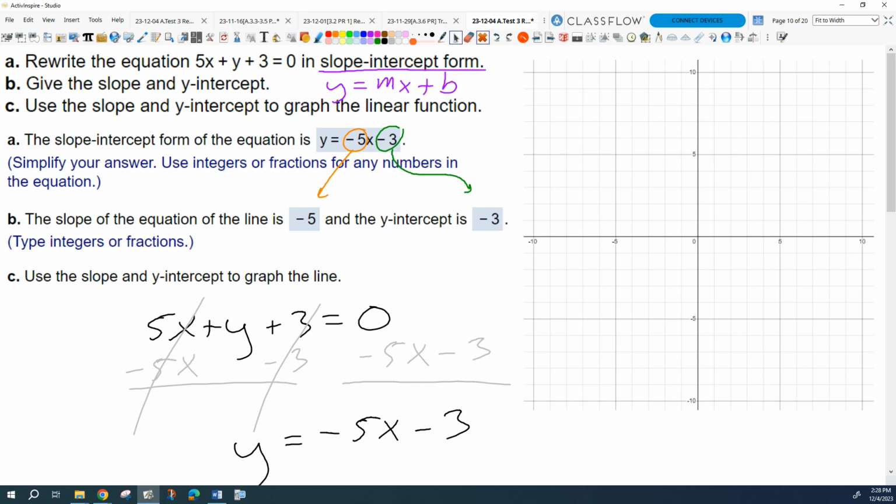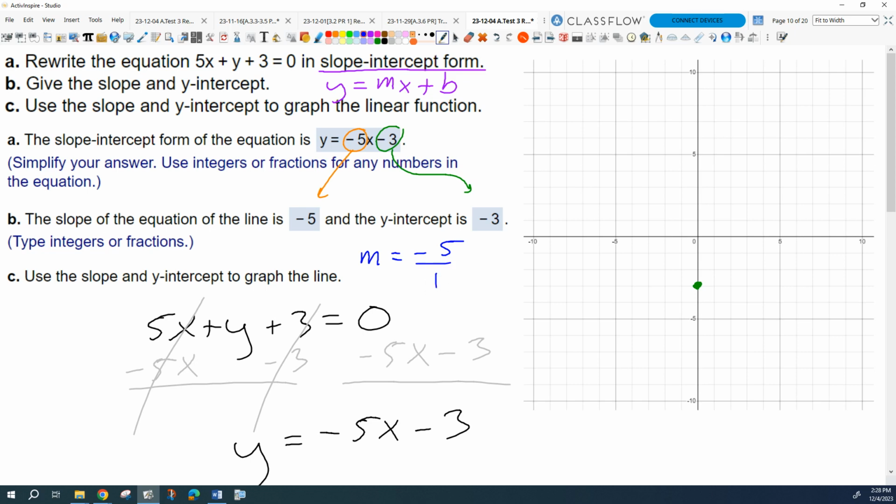Okay, and then it wants us to use the slope and the y-intercept to graph the line. So where do I start with my graph? -3 on the y-axis, good. So there's our first point, -3. And then it wants us to use slope. Well, you told me that slope was -5. How would I write that as a fraction? Over 1. Okay, that helps us make a slope triangle, doesn't it?